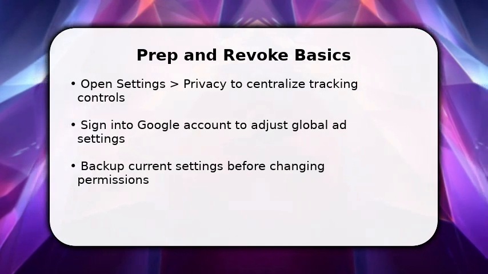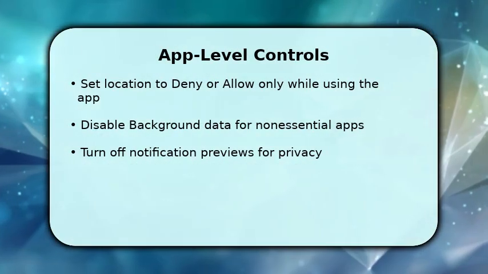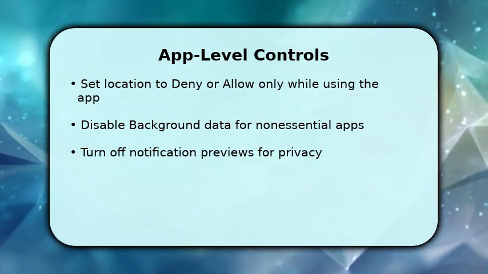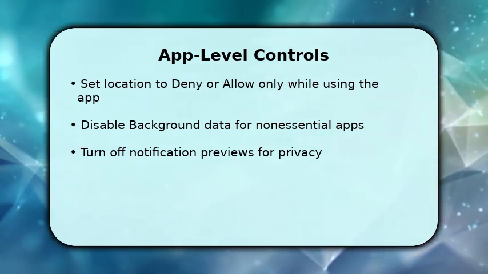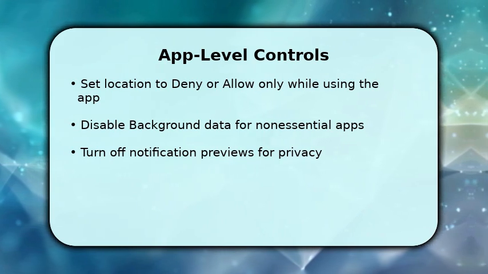Next, inspect each app individually. You tap an app, choose permissions, and change location to deny or only while using. This prevents passive GPS pings.